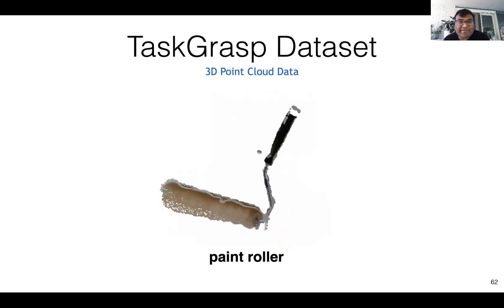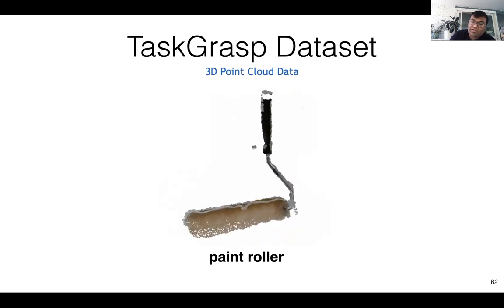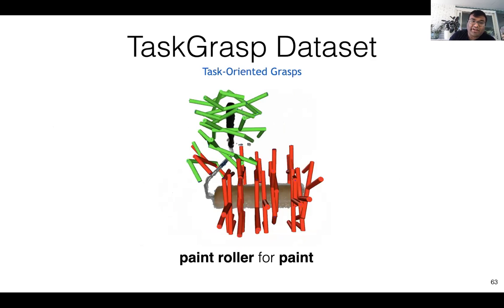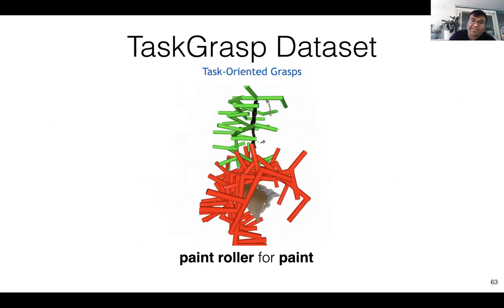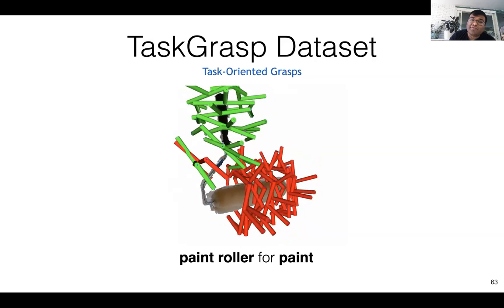So the task graphs data set is basically, think of it as having 3D point cloud data for an object, and then it has grasps which are going to be successful for a task. So for example, for a painting task, you should be handling the roller, the handle, and so on.